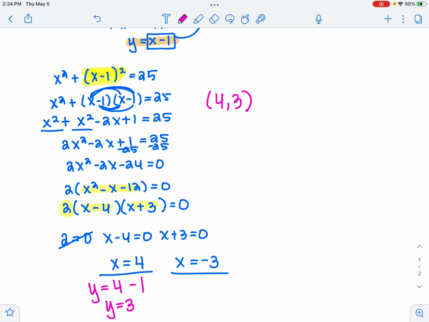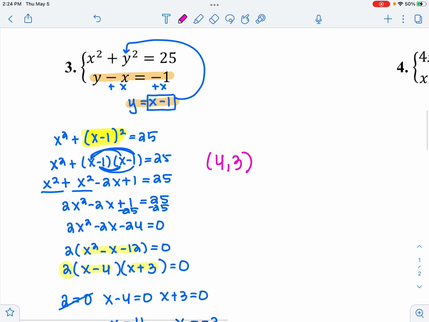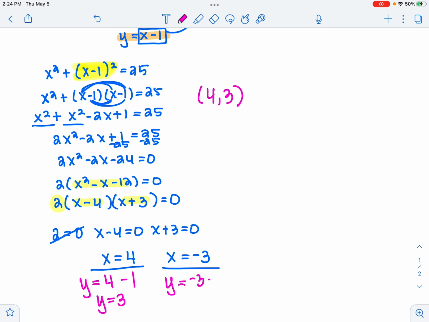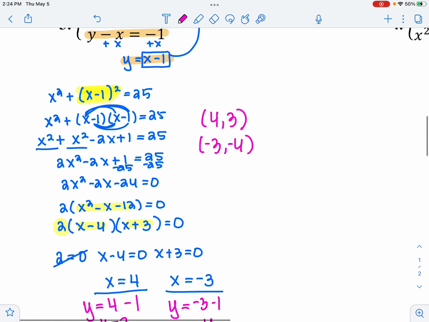Once again, you can check it in the circle. 4 squared plus 3 squared, 16 plus 9, 25. Good. I'm also going to plug in negative 3, so I have y equals negative 3 minus 1. y equals negative 4. So I also have the ordered pair solution, x comma y, (-3, -4). (-3) squared is 9, plus (-4) squared is 16, which is equal to 25. So there's my two solutions.